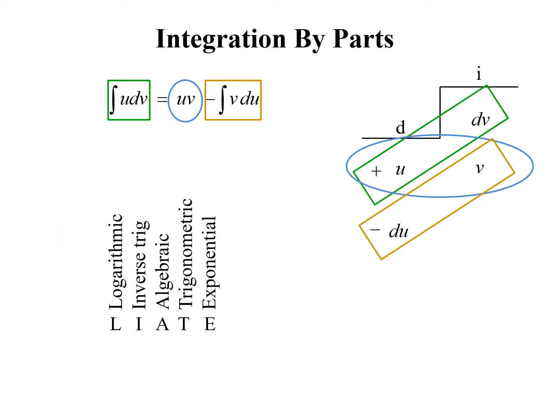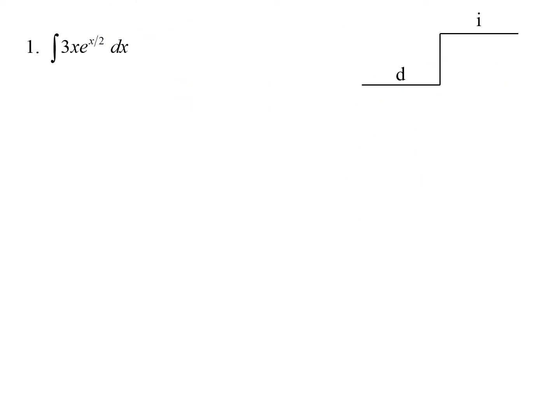So now we're ready for our first example with integration by parts, and we're going to do it in this template here. The integral of 3x times e raised to the x over 2 power. We put our LIATE there, and this 3x is algebraic, and this e raised to the x over 2 is exponential. So algebraic covers all the polynomials and things like that. So let's go ahead and color code those.